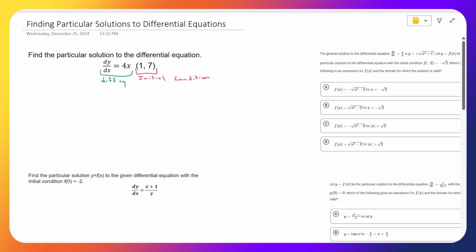Okay, and the first part of this is exactly the same as what we did before. We're kind of just building on what we did. We're going to figure out what is our family, what is our general solution. So if I have dy over dx equals 4x, well, that's the same thing as dy equals 4x dx, just by multiplying dx to both sides.